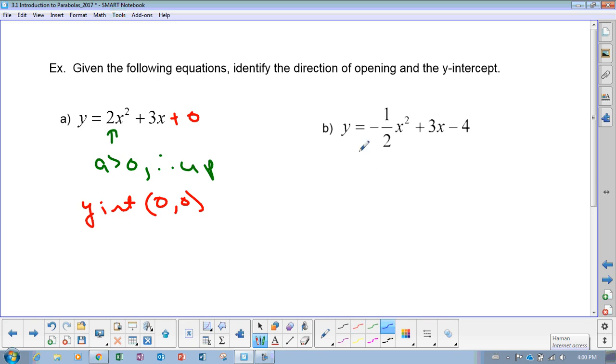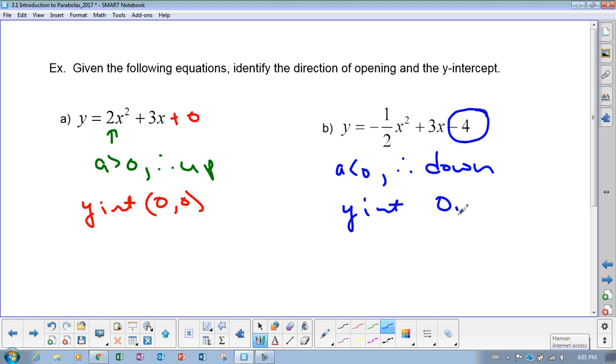All right, and then this example, so a is less than 0, therefore it's down. And then we look at this number right here. So the y-intercept is at 0, -4.